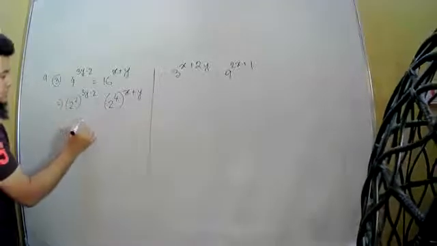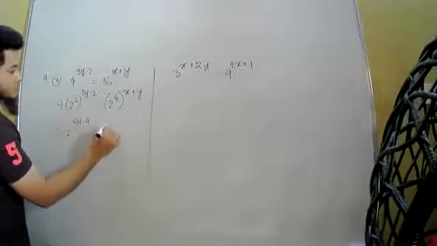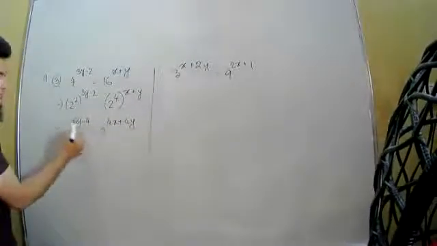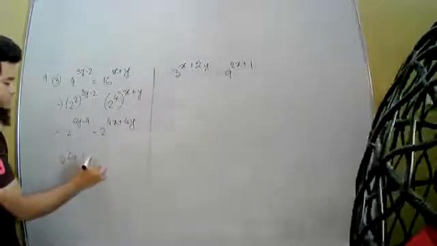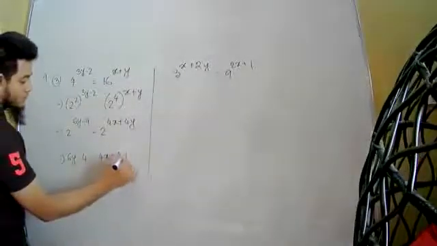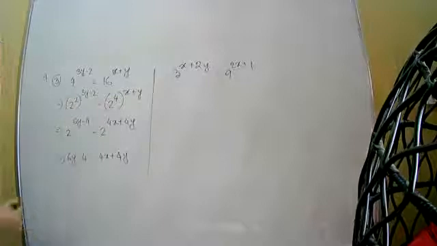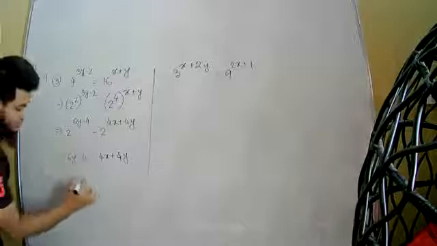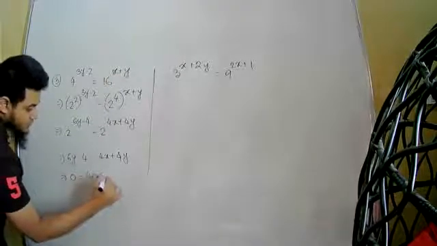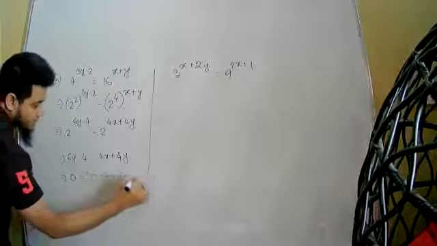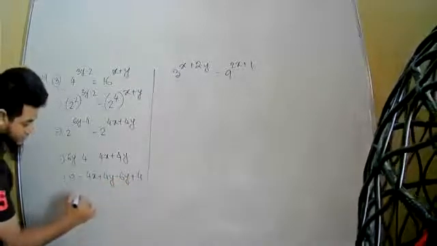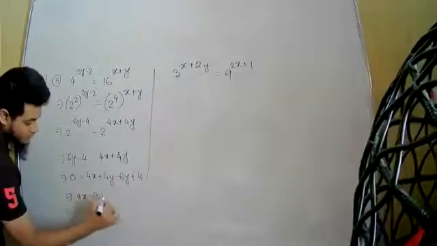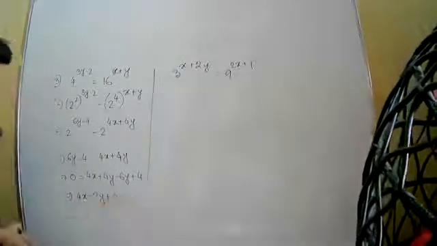2 to the power 6y minus 2 to the power 4 is equal to 4x plus 4y. As the base is the same, the powers can be written equal. So 6y minus 4 is equal to 4x plus 4y. Now if we change everything to the right hand side, it will be 4x plus 4y minus 6y plus 4. So the equation will look like 4x minus 2y plus 4 is equal to 0.